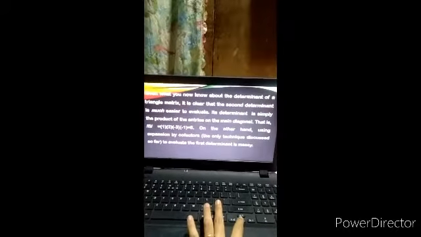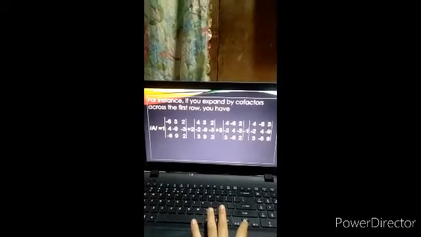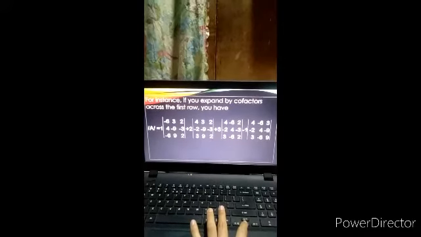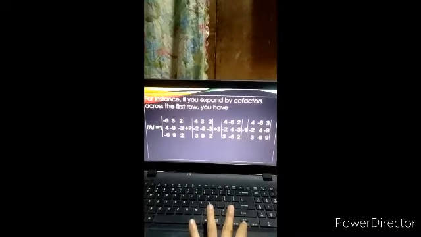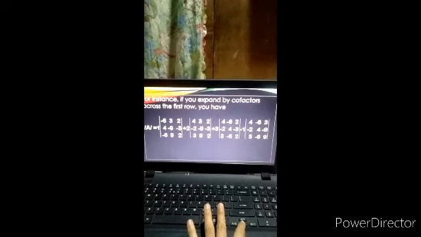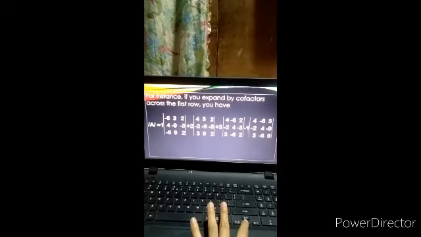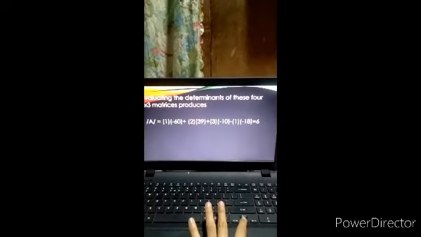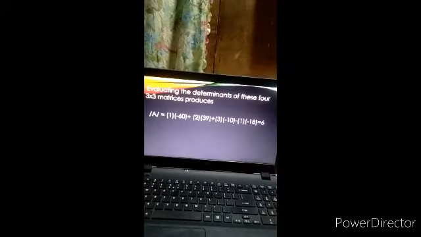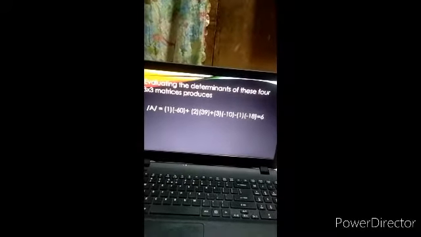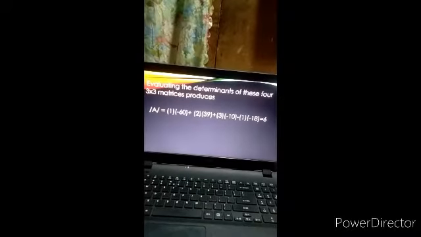Okay, so when we evaluate it, this is it. For instance, if you expand by cofactors across the first row, this will be it. Evaluating the determinants of these four 3 by 3 matrices produces this. So that will be the result.